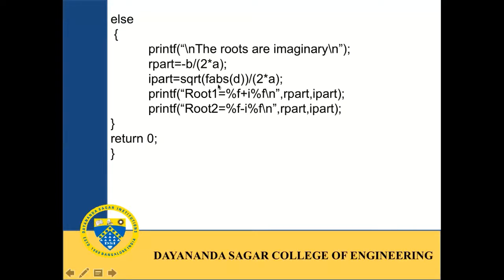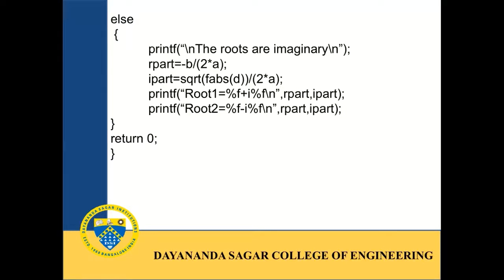Here we are taking FABS of d because d is negative. To convert the negative value to positive, we are using an absolute function. So that is why FABS. It is also a built-in math function. That is why we have included the header file as well. So once you get the real part and imaginary part, we are displaying root 1 and root 2. So root 1 will be real part plus I imaginary part. Root 2 will be real part minus I imaginary part, right? So that's how we are calculating roots of a quadratic equation.